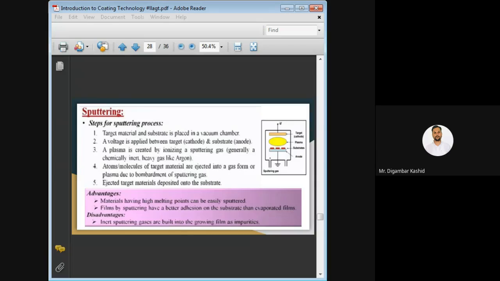Then you are using a certain kind of plasma over there. If voltage is applied between the target and the substrate, some kind of potential difference will occur between the cathode and the anode. So plasma is created by ionizing that sputtering gas, and generally a chemically inert heavy gas like argon is used as a sputtering gas. So here we are using the inert gas like argon and making this gas into the plasma form.